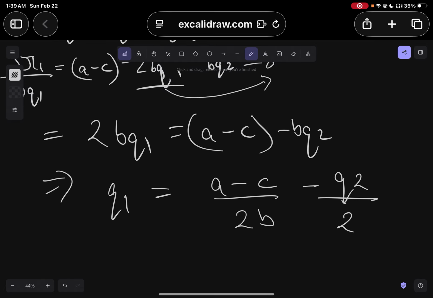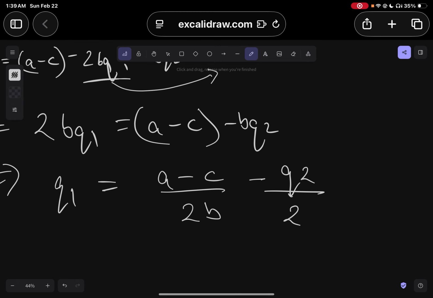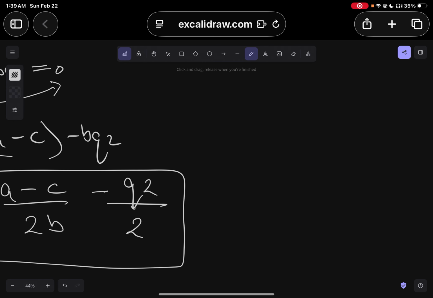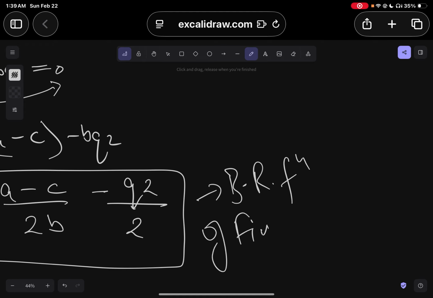Yeah, I'm doing it right, right? Yes. So this is the best response function of firm 1 in Cournot.